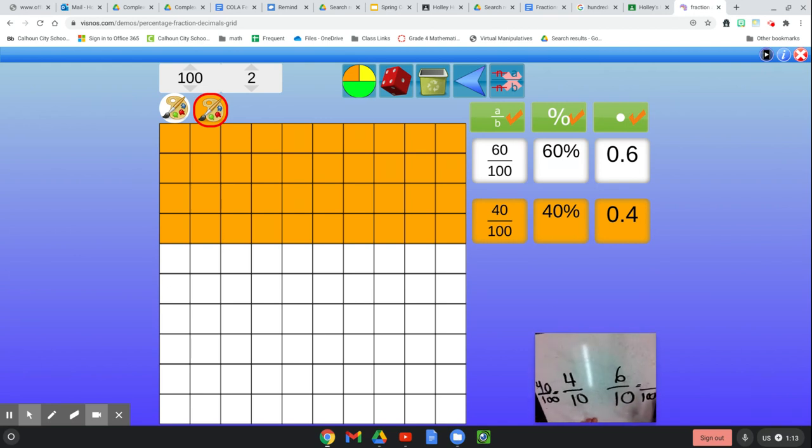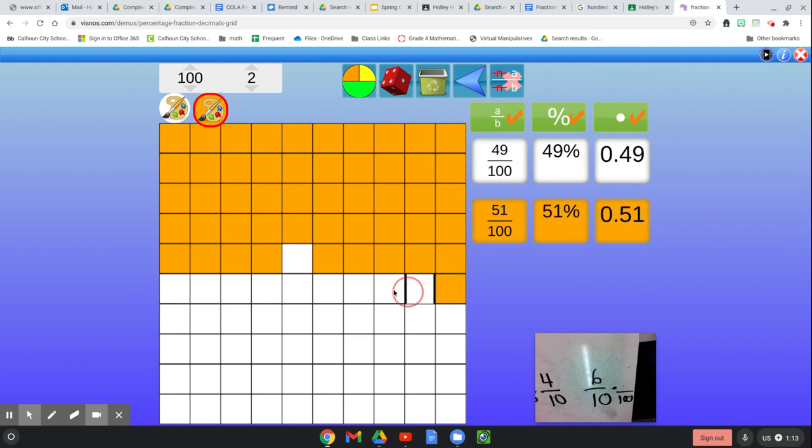Okay, so did you get that one right? I hope so. And then the next one, 6 tenths. I'm just going to keep this model here. Keep just missing one. It is equivalent to 60 hundredths.